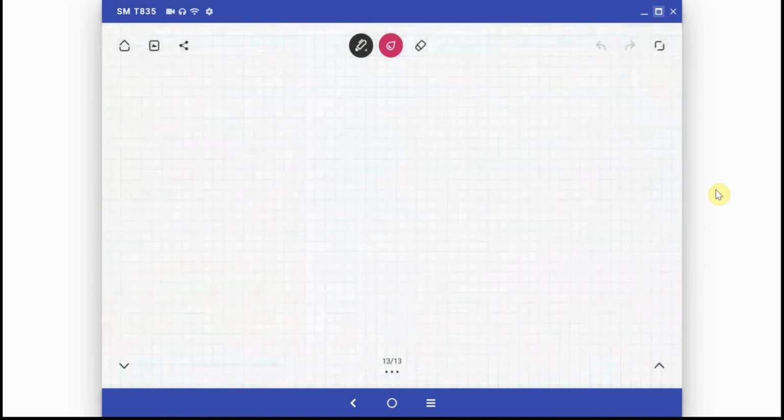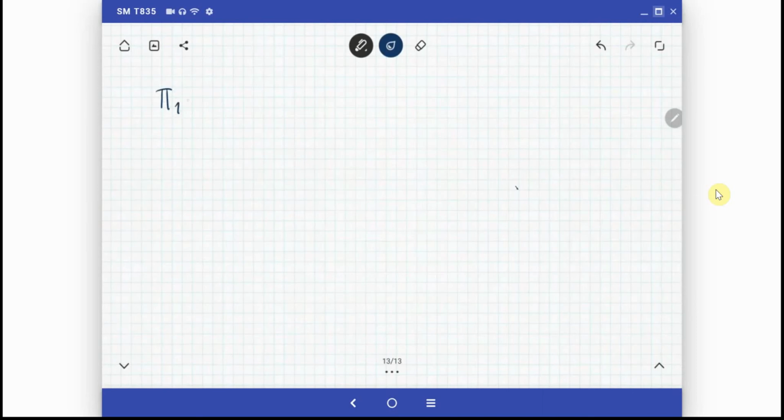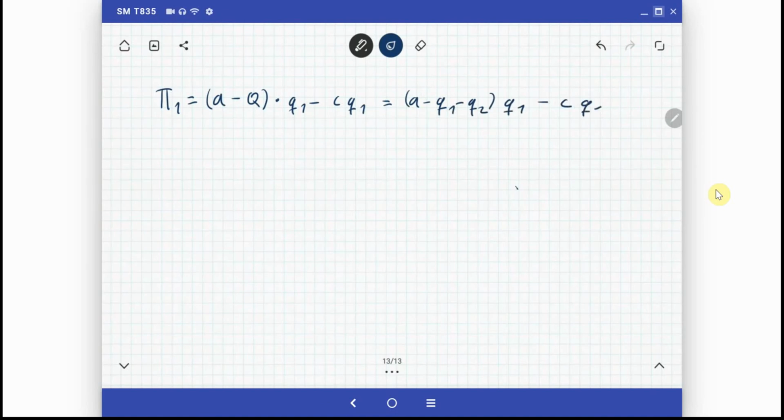So in order to find the Nash equilibrium, each player needs to maximize its payoff given the choice of the other player. So let's try to maximize the payoff of player 1, for example. Player 1's profit is equal to (A minus Q) multiplied by Q1 minus C Q1. Again, total revenue minus total cost. This is equal to (A minus Q1 minus Q2) multiplied by Q1 minus C Q1. And then let's also multiply out: A Q1 minus Q1 squared minus Q1 Q2 minus C Q1.